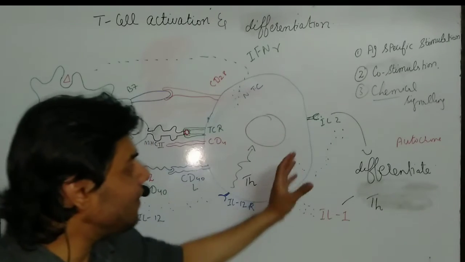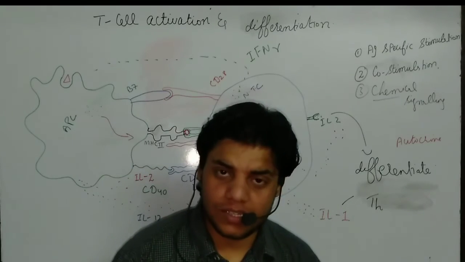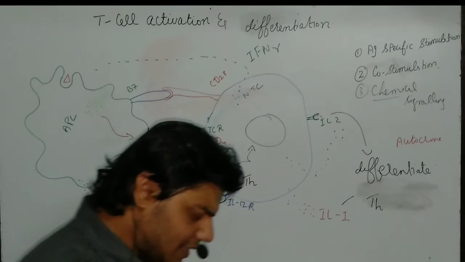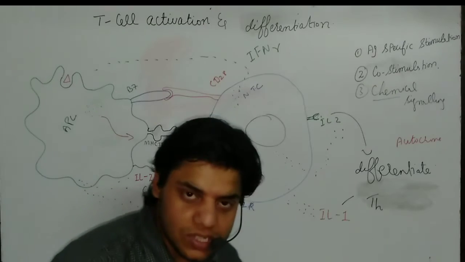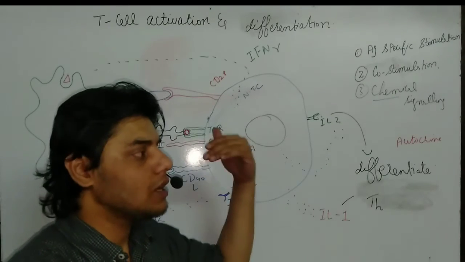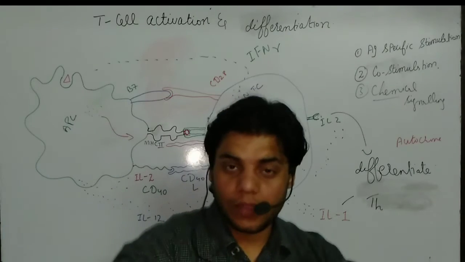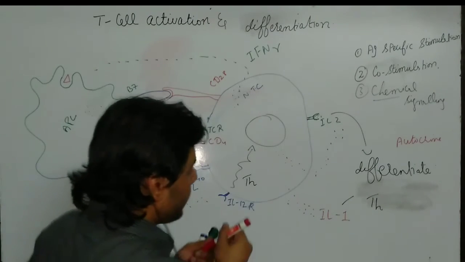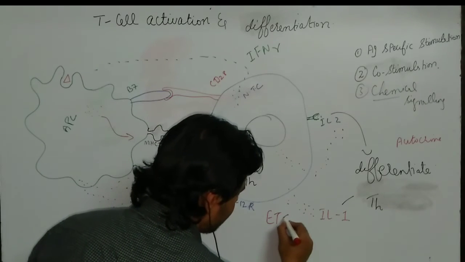Differentiate means that they will make different copies of the T cell. From this interleukin 2, this cell will produce different copies of the cell. Like cytotoxic T cell, T lymphocyte, first of all, they will produce effector T cell. They will make the copies of effector T cell. Let me write here. First of all, they will produce the copy of effector T cell.